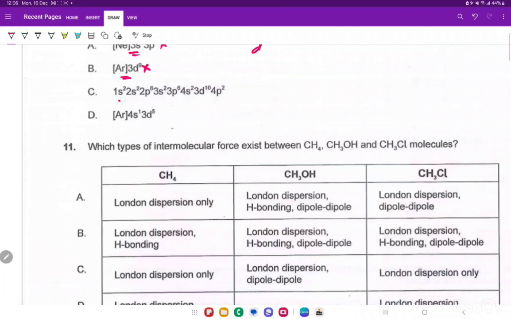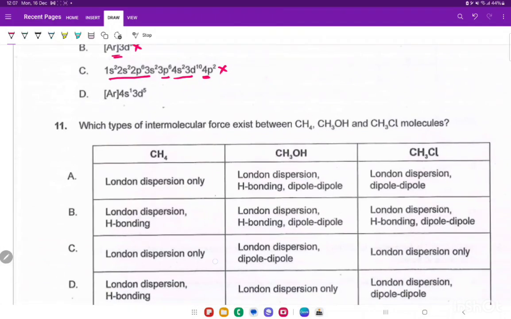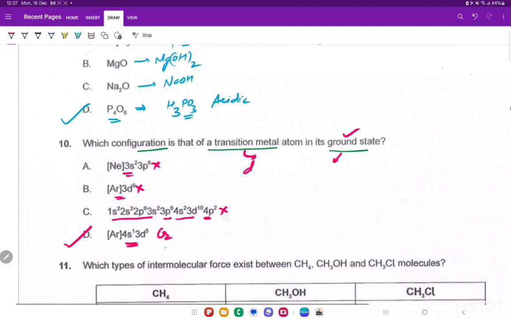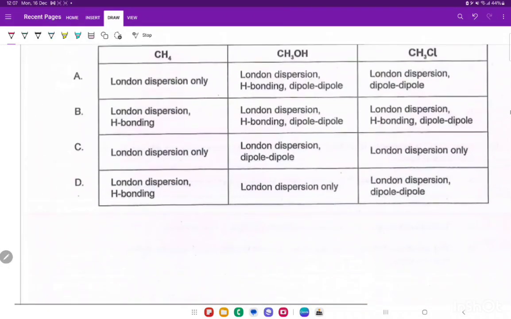Now next is 1s2 2s2 2p6 3s2 3p6 4s2 3d10 4p2. Last electron going in the p subshell, also not a transition metal. And answer D is 4s1 3d5, which is the configuration of chromium ground state. This is my answer. So chromium is a transition metal, and we have the ground state configuration of chromium. Hence answer is D. For 10 also the answer is D.